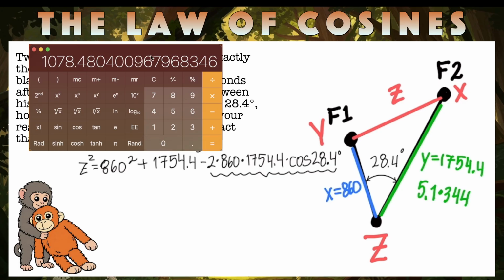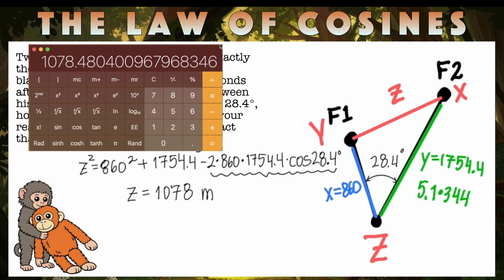What a mess. I'm not a fan of these calculators. If you could get one that has pretty print where you could see what you're typing on the screen, definitely go for that. So after I took the square root of it and rounded to the nearest meter, we have 1078 meters.